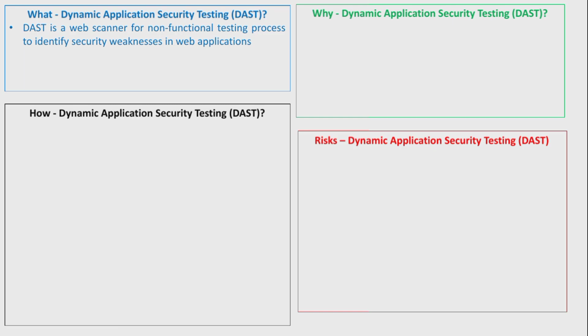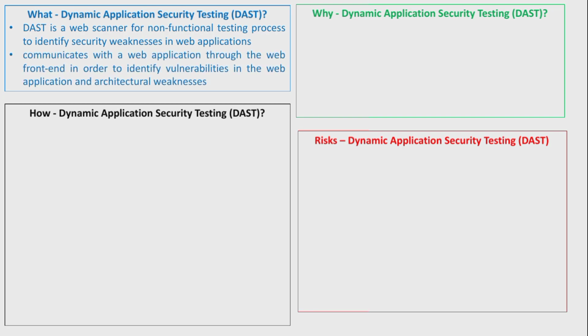So, dynamic application security testing is a kind of web scanner for non-functional testing to identify security vulnerabilities in web applications. It communicates with web applications through the web front end to identify vulnerabilities in web applications, including architectural weaknesses.